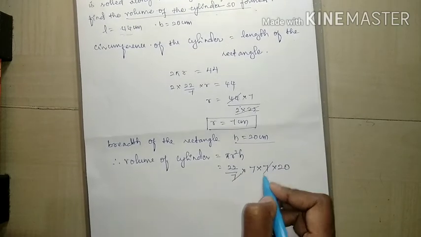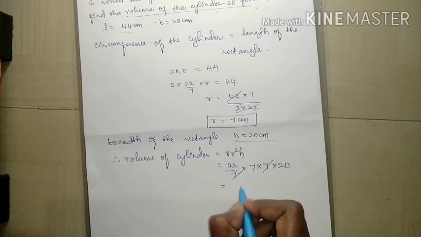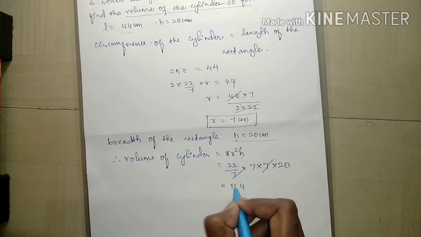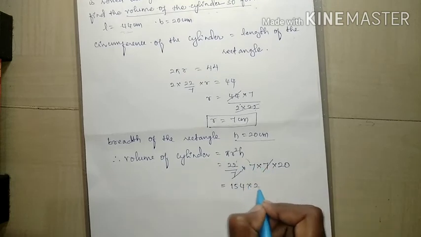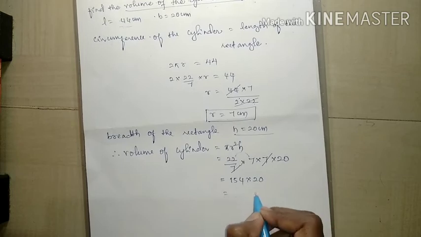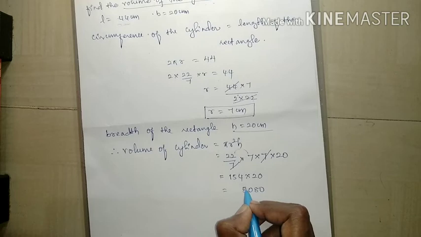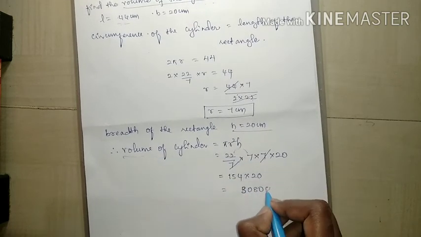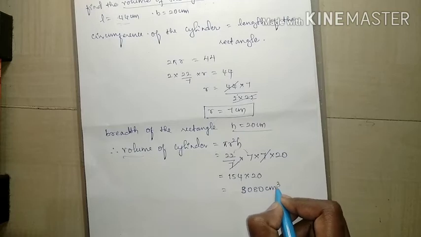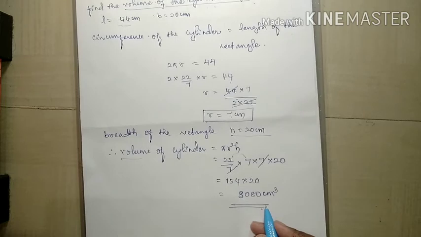Now 7 and 7 will get cancelled. So that is equal to 22 into 7 is 154, into 20. So that is equal to 3080. This is volume, so therefore you have to write the unit as centimeter cube. So the volume of the cylinder is 3080 centimeter cube.